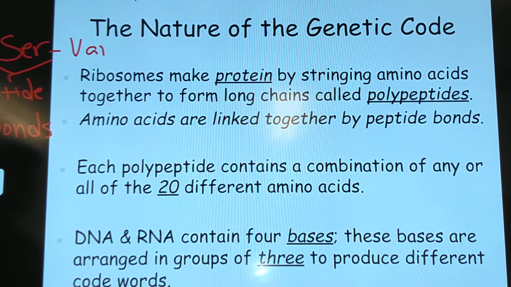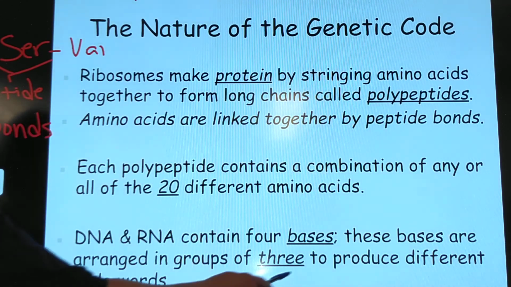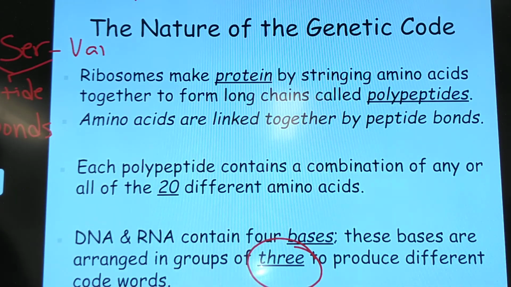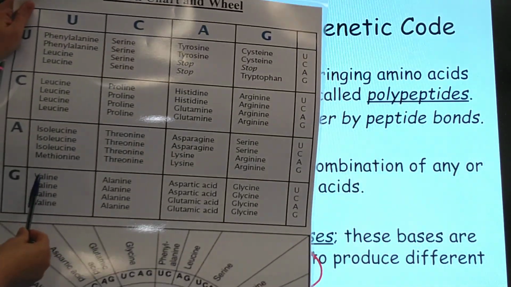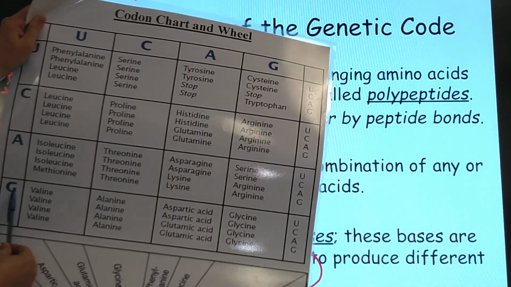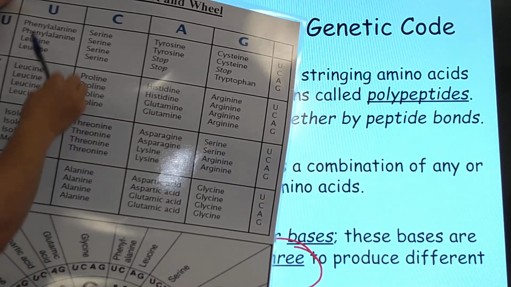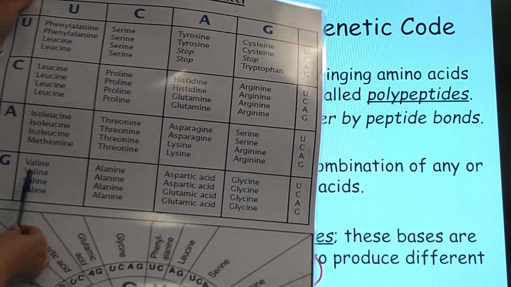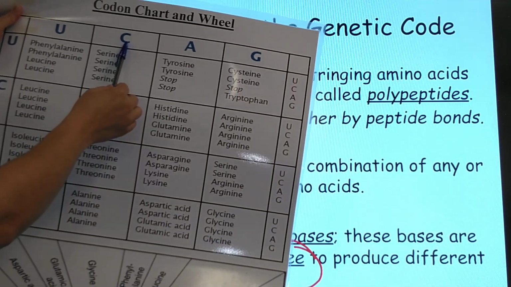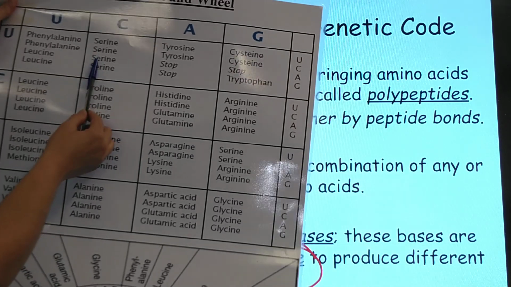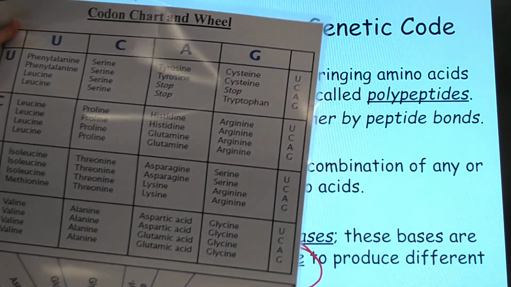So DNA and RNA contain 4 bases, and these bases are arranged in groups of 3. Remember, those groups of 3 are what we called triplets earlier. Each set of 3 bases codes for 1 amino acid. If we look at valine right here, one that might code for valine would be a guanine, then a uracil, and then a uracil. That would code for a valine. Or if we have a uracil, then a cytosine, and then an adenine, that would code for a serine amino acid.